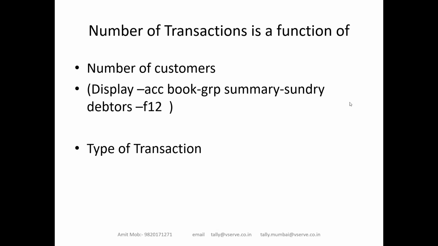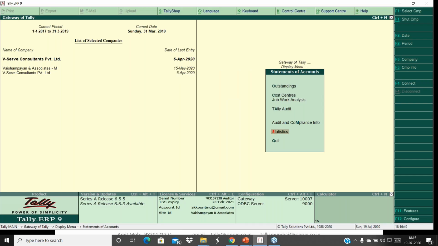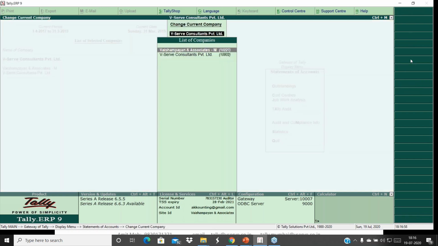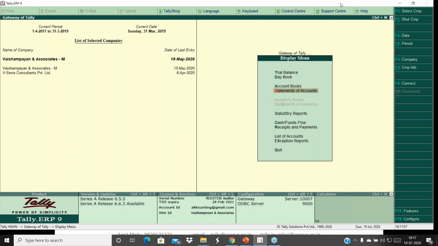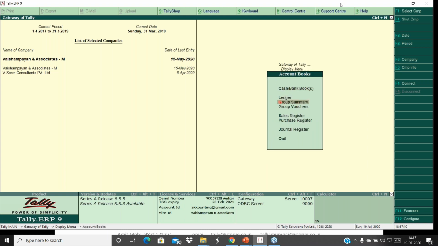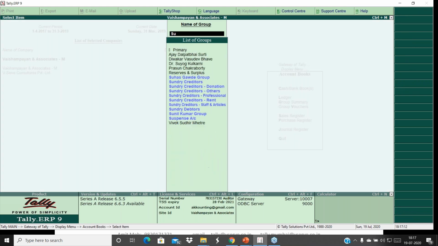The next critical aspect of understanding sales is the product, the stock group summary of sundry debtors, as to how many number of customers there are. Let me go back to my chartered accountancy firm. Let me take you to the report of accounts books, group summary, sundry debtors.